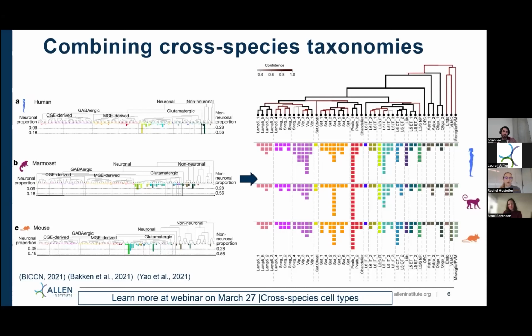And our next webinar on March 27th will specifically focus just on this cross-species aspect and how to reconcile the differences and work with data from different types of species, specifically transcriptomic data.